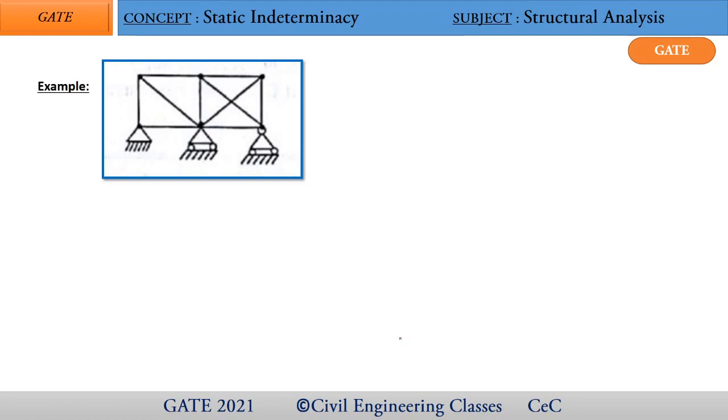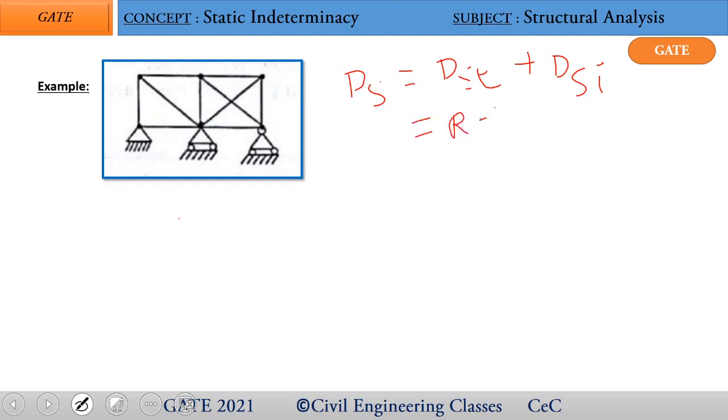Here I am taking this example. In the given picture you can see that this is a truss. For a truss problem, what is the static indeterminacy formula? It is equal to external static indeterminacy plus internal static indeterminacy. External static indeterminacy is r minus 3, plus the internal static indeterminacy formula, which is m minus 2j minus 3.